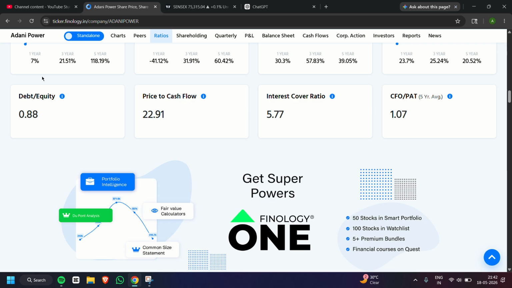In the previous video we covered the debt to equity ratio. This is one of the most important videos, I would say, that debt to equity ratio is much more important than we think. And now we'll see another important topic, which is price to cash flow.